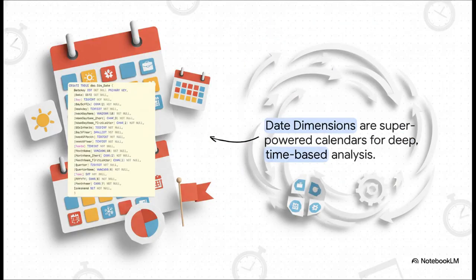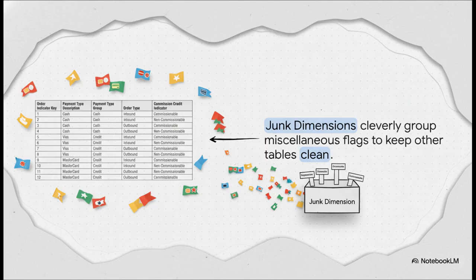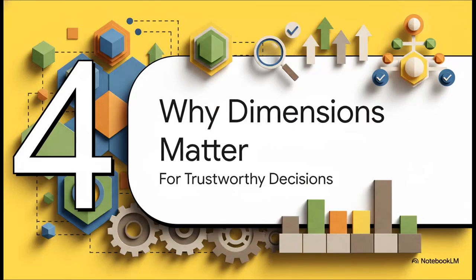And speaking of dates, a proper date dimension is like a calendar on steroids. Seriously, it doesn't just have the date. It has the day of the week, the month name, the fiscal quarter, the year, flags for holidays, weekends, you name it. This is what lets you ask incredibly powerful questions about trends over time. And what about all those little odds and ends? You know, those random flags or text indicators like payment type or order status. Where do you put them? Well, you can create what's called a junk dimension. It's basically a neat little catch-all drawer for all those miscellaneous attributes, which keeps your other more important tables clean and tidy.